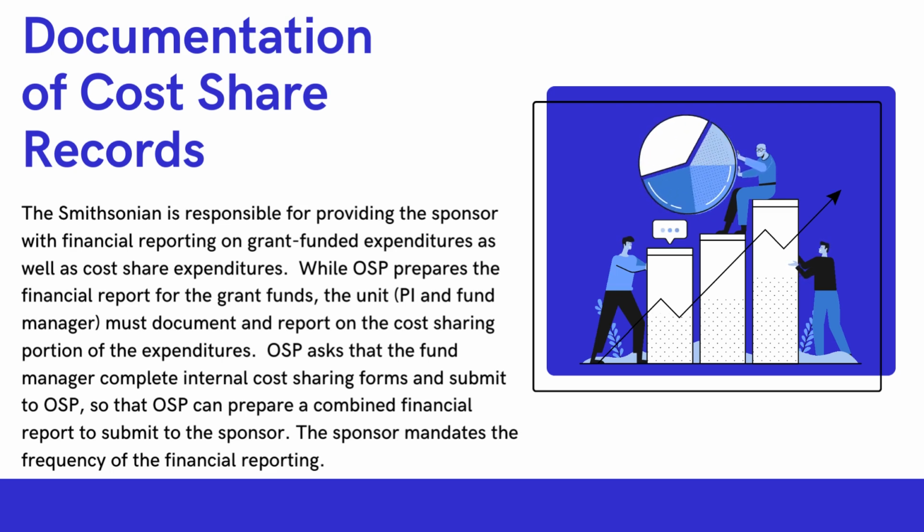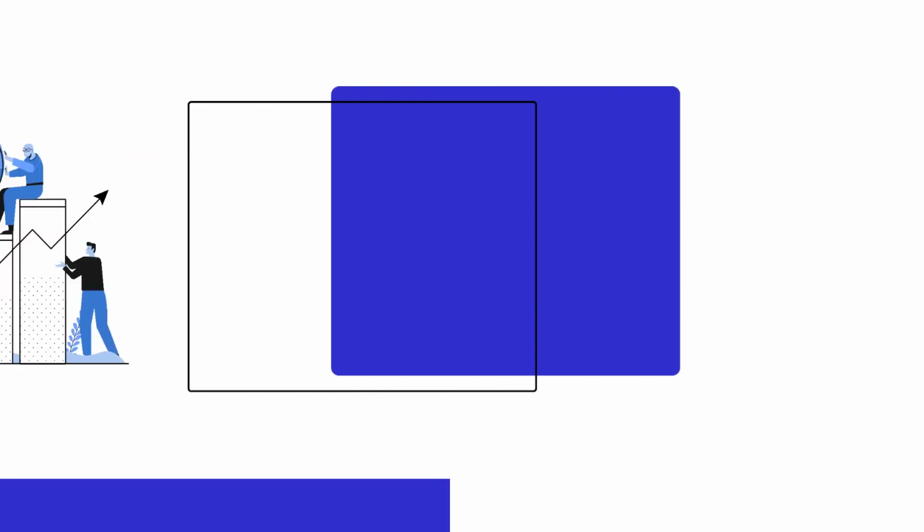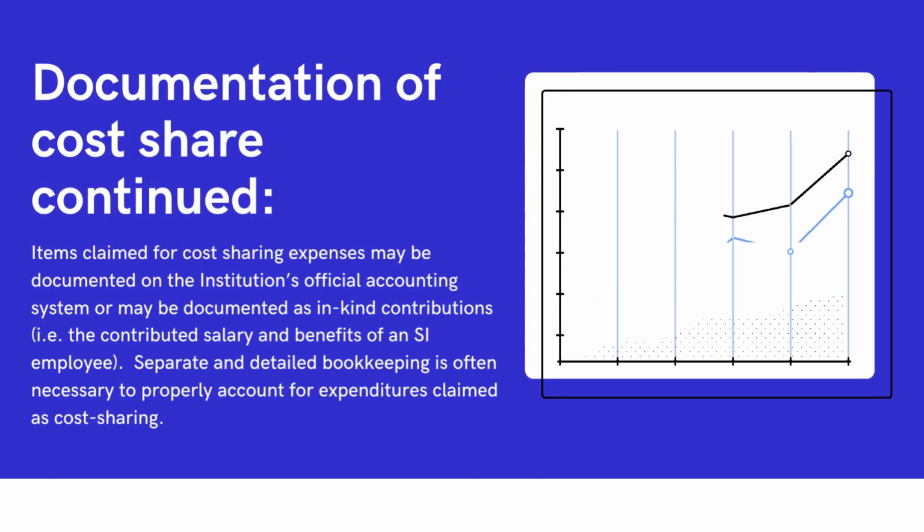OSP asks that the fund manager complete internal cost-sharing forms and submit to OSP so that OSP can prepare a combined financial report to submit to the sponsor. The sponsor mandates the frequency of the financial reporting. Documentation of cost share continued.